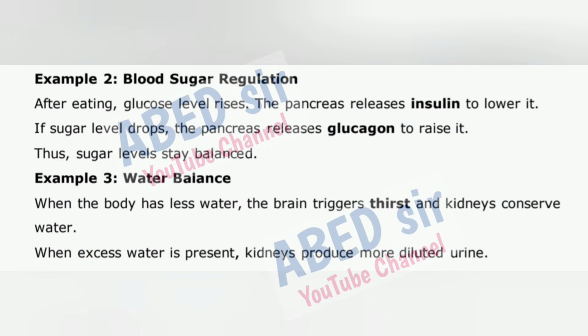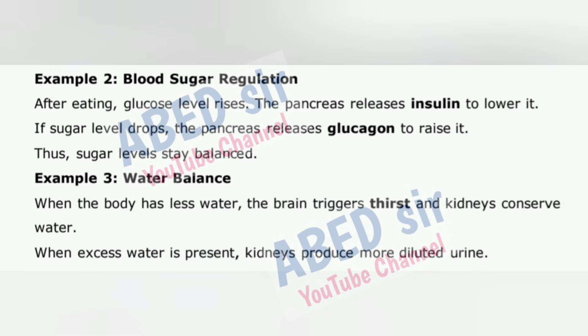Example 2. Blood sugar regulation. After eating, glucose level rises. The pancreas releases insulin to lower it. If sugar level drops, the pancreas releases glucagon to raise it. Thus, sugar levels stay balanced.